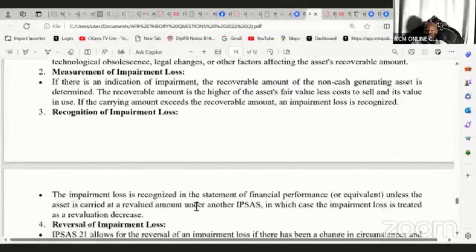Recognition of impairment loss. You don't even have to use these specific headlines. So long as you've got an idea, colleagues, it's about having an idea of the whole process. Then you'll be able to get so many marks here.